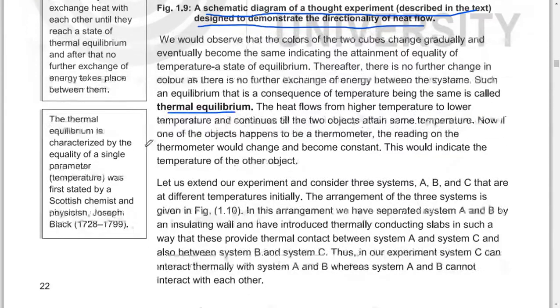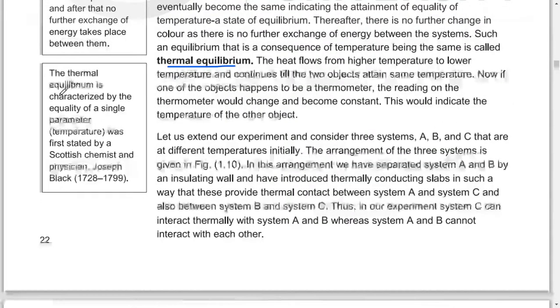The heat flows from higher temperature to lower temperature and continues till the two objects attain the same temperature. Now, if one of the objects happens to be a thermometer, the reading on the thermometer would change and become constant. This would indicate the temperature of the other object. Thermal equilibrium is characterized by the equality of a single parameter, temperature, which was first stated by a Scottish chemist and physician, Joseph Black, 1728 to 1799.